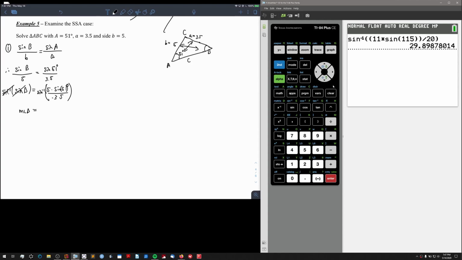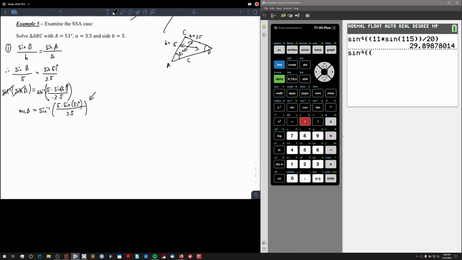And in this case, that means inverse sine of all of this, 5 times sine of 51 degrees all over 3.5. Okay, and if you still have this in your calculator, it's fine. I'm going to show you again how to type all this stuff. This is important to be able to type, okay? It's quite tricky.